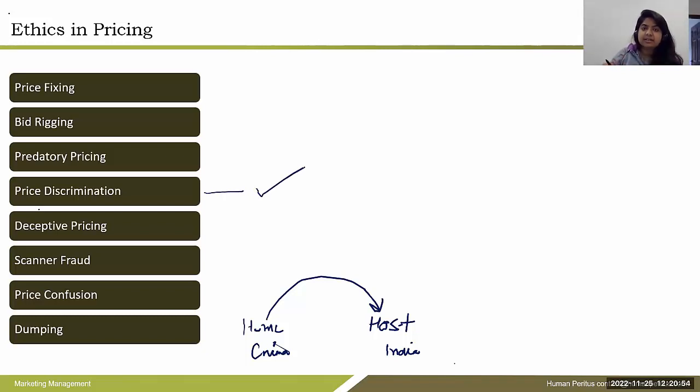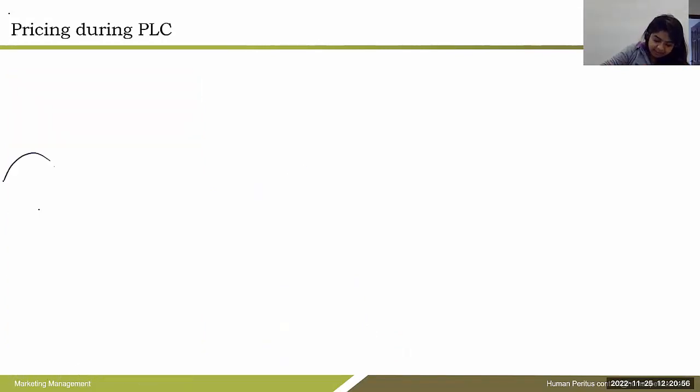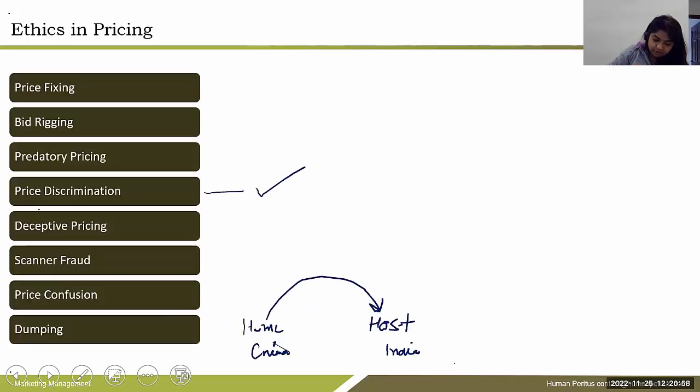Predatory pricing. Very related to dumping. In predatory pricing, you charge very low pricing in order to capture your competition. Prey and predator, predatory pricing. You charge very low pricing to punish your competition or gain your market share, whatever. This is predatory pricing. Unethical.